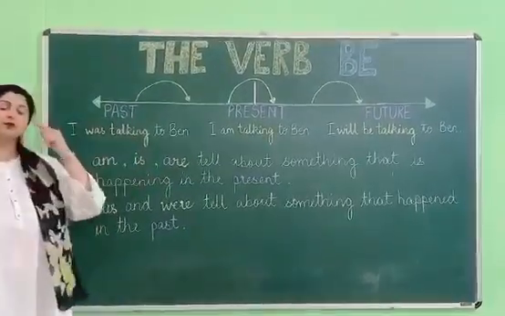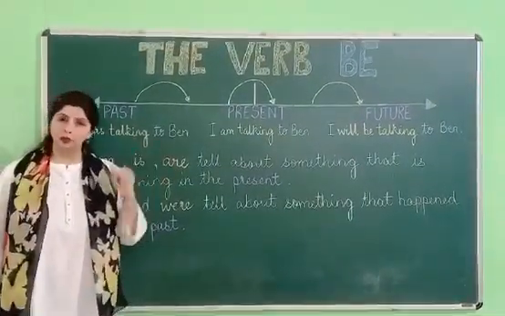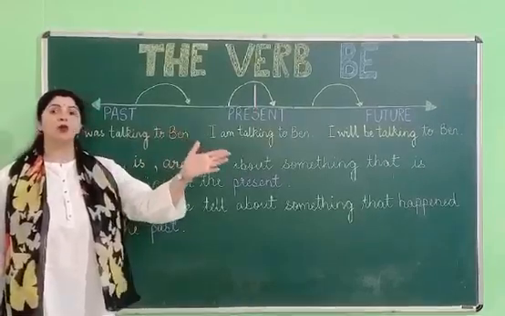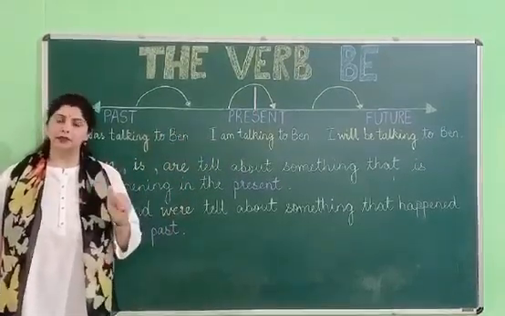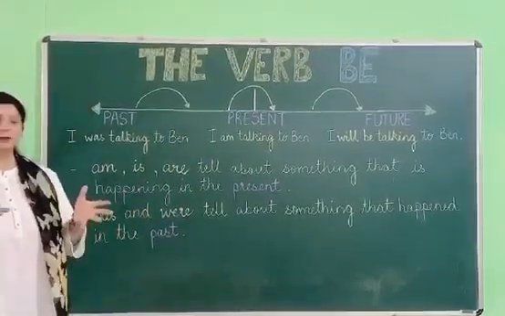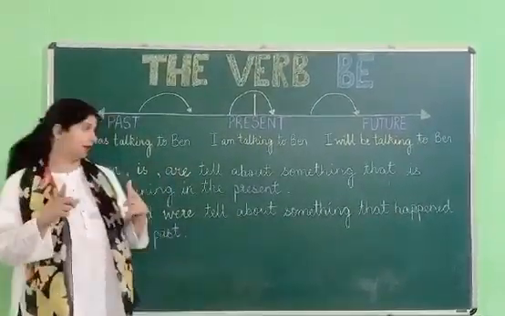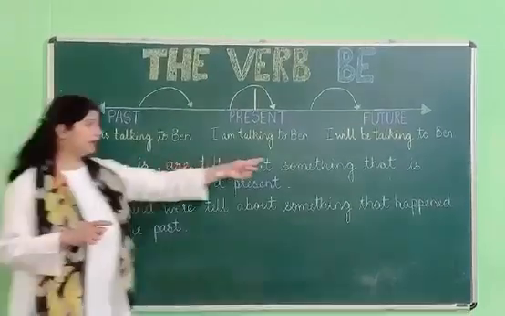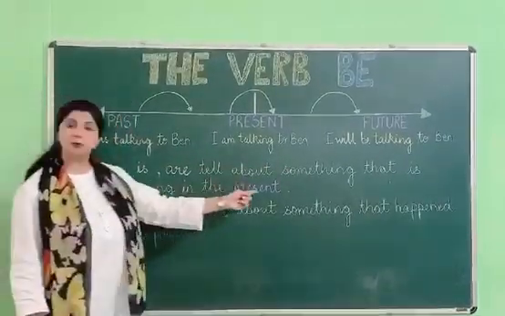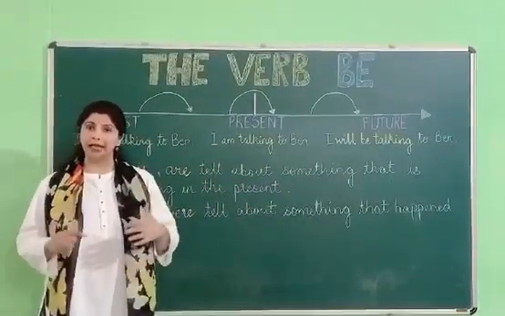Are is used when you talk about two or more than two people. Those boys are playing in the field. So what are the boys doing? They are playing in the field. Boys, plural, not singular. And it is an event which is happening in the present tense. It is occurring right now.